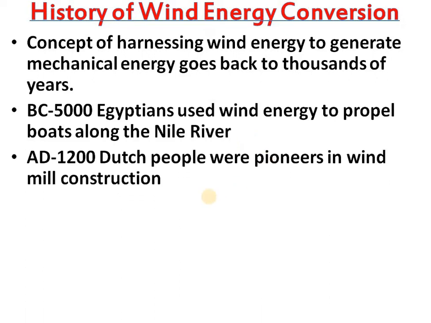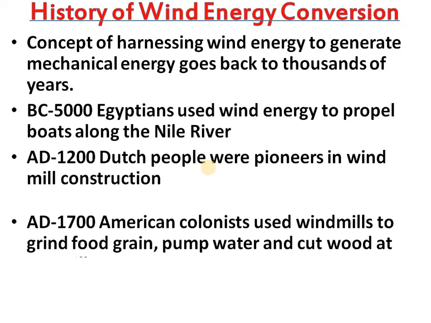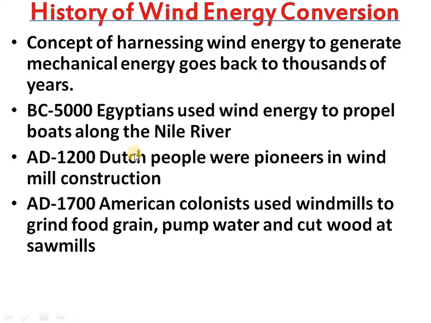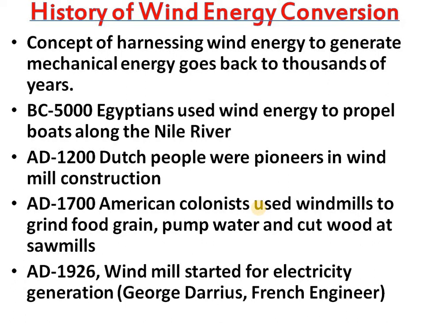And in AD 1200, Dutch people were pioneers in windmill construction. One of the previous slides shows such a figure, how they used windmills. Dutch means Denmark or Holland. Today's Holland is called Dutch or Denmark. In AD 1700, American colonists used windmills to grind food grain, pump water, and cut wood in sawmills. Used for various applications like this.